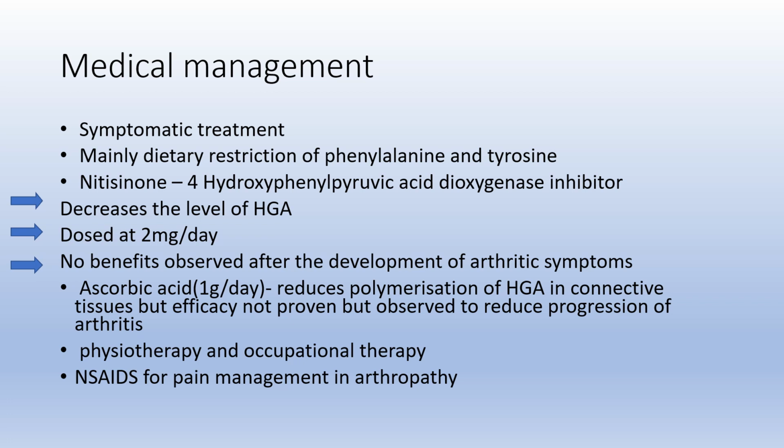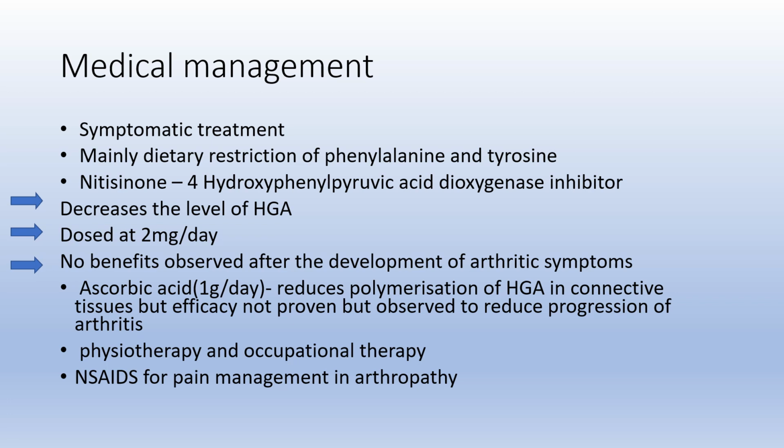The medical management in the form of pharmacological drugs includes nitisinone, which is a 4-hydroxyphenylpyruvic acid dioxygenase inhibitor, which decreases the level of homogentisic acid production but does not compensate for the lack of the homogentisic oxidase enzyme itself, and hence there is a slight accumulation of HGA even with the use of nitisinone. It is dosed at 2 milligrams per day, but there are no benefits once the arthritic symptoms have begun in the patient.